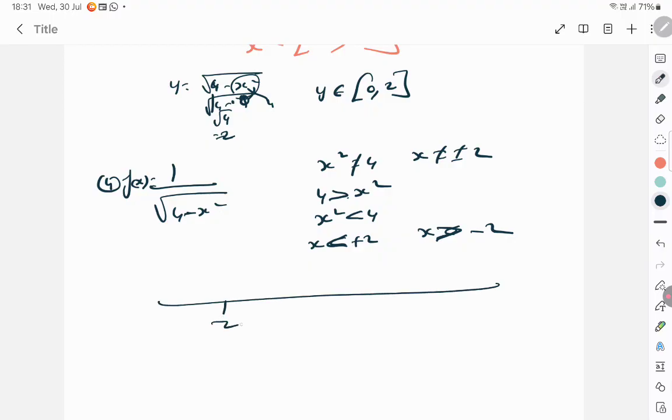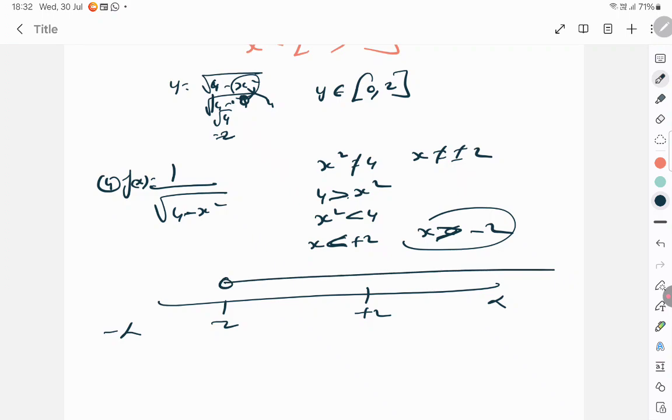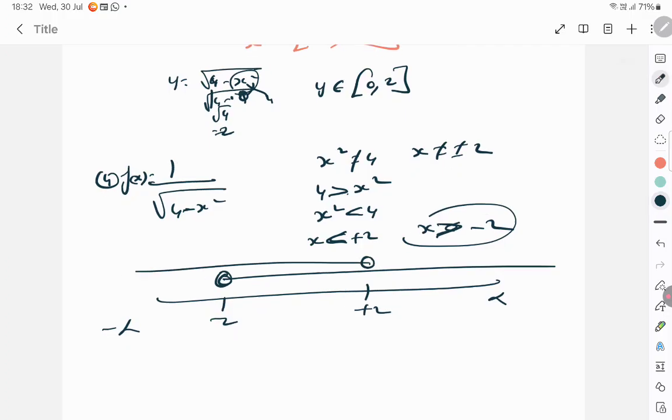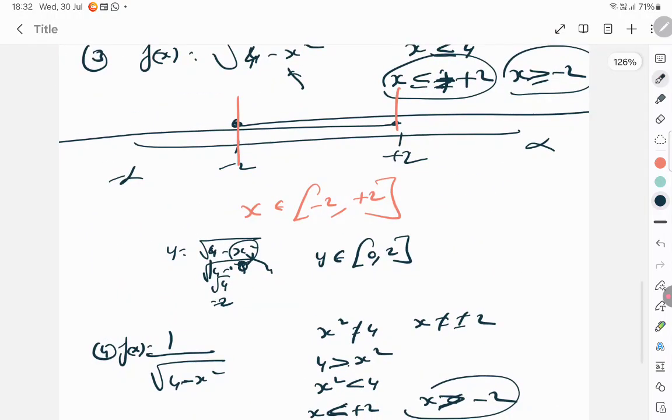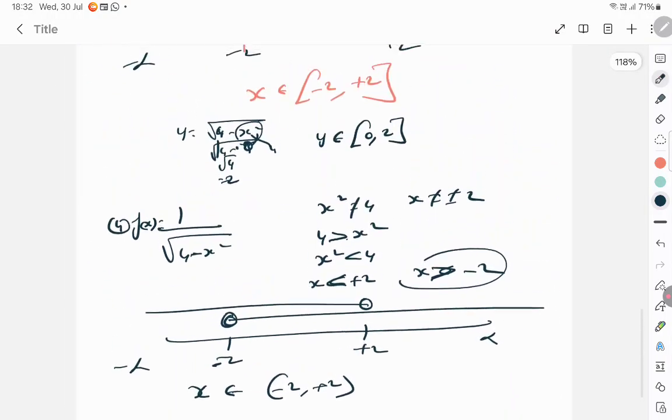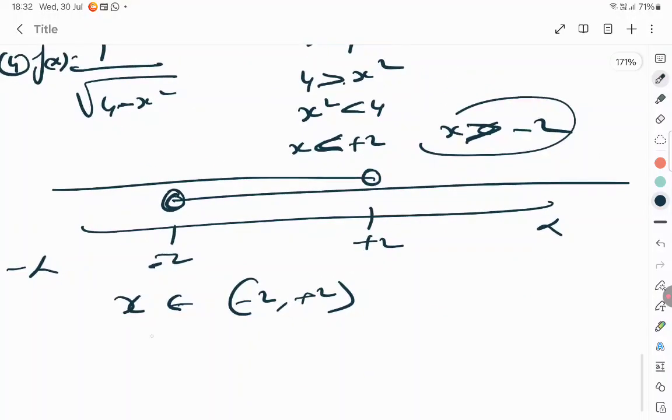So put it on the number line, a minus 2 and a plus 2, a plus infinity and a minus infinity. x has to be greater than minus 2, don't fill it, okay? x has to be lesser than plus 2. So the intersection is open bracket minus 2 and open bracket plus 2, and x is an element of this. So that's how you define it, and the variation you can clearly see, that is close bracket here because it was a numerator, it's open bracket here.